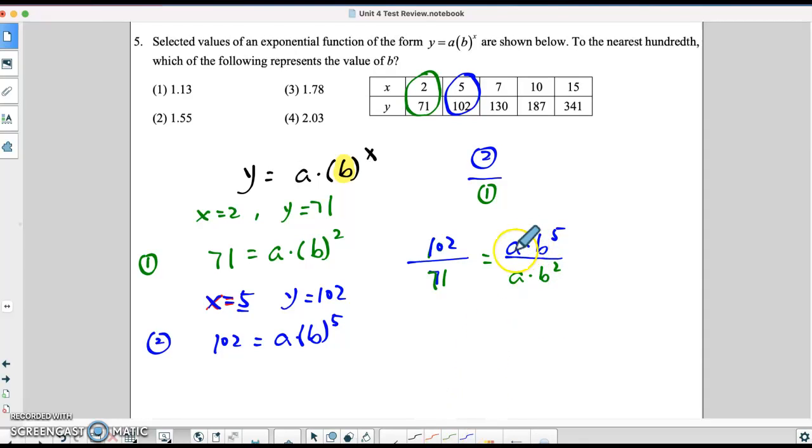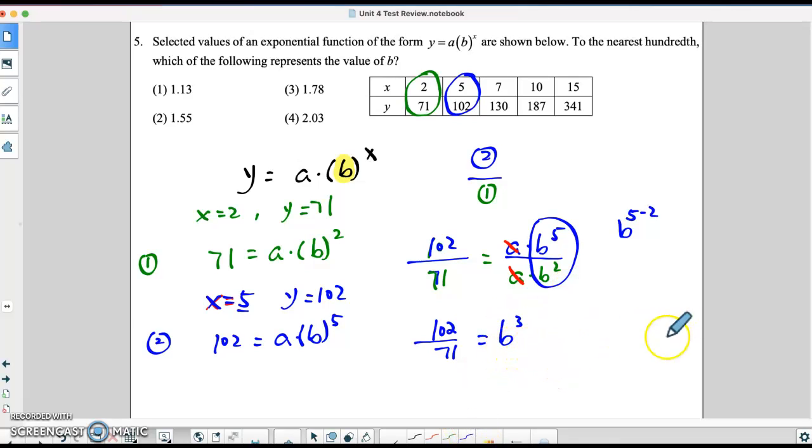Now you can see we can actually cancel out a. Can we? Of course. a divided by a becomes 1. So you have 102 over 71. And on the other side, ladies and gentlemen, you can simplify it. You keep the base. This is the quotient rule. You subtract the exponents. So 5 minus 2 will give you b to the third power.